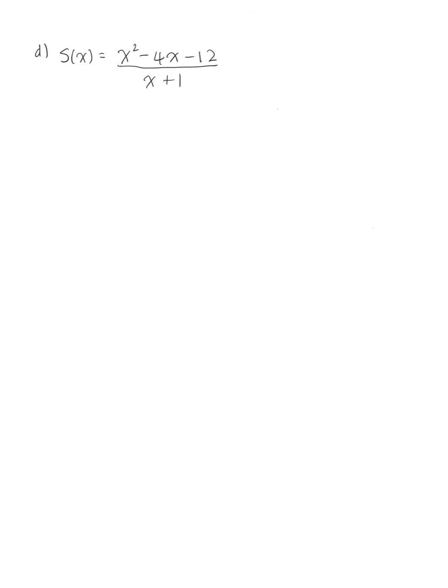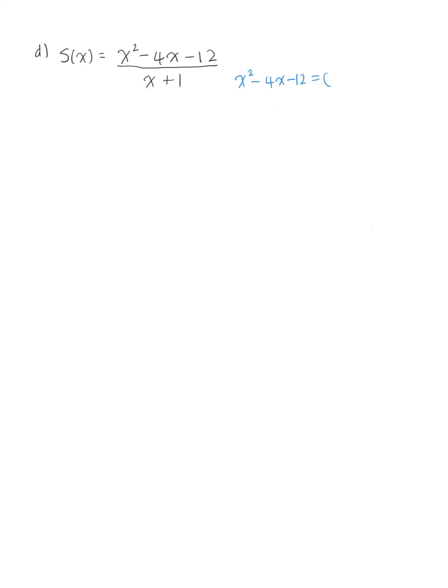Let's look at the next example. We have s of x equals x squared minus 4x minus 12, whole thing divided by x plus 1. Now, in this case, we don't need to factor the numerator because all that really matters is the denominator. But I don't know how your skill is when it comes to factoring, so can we factor this together? Let's try it. Okay, so let me just write down x squared minus 4x minus 12.